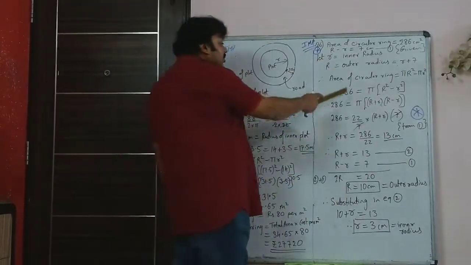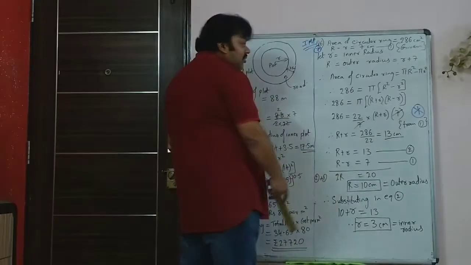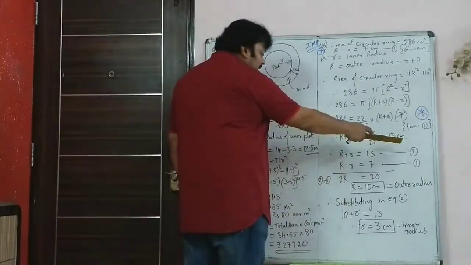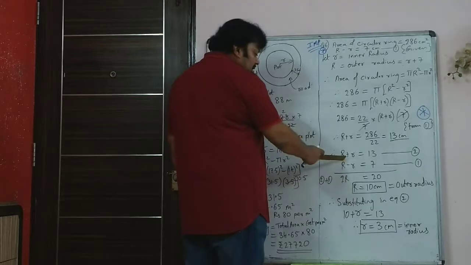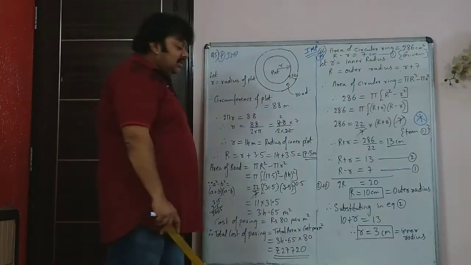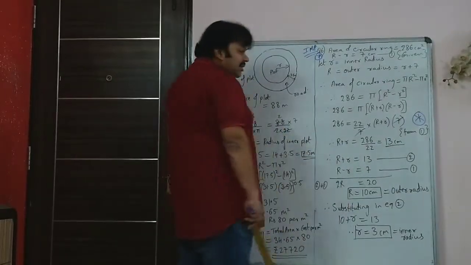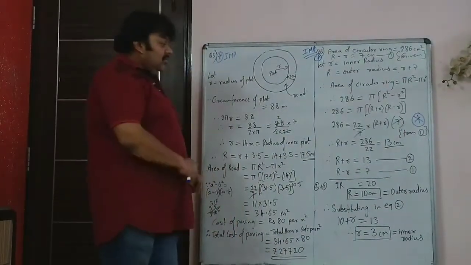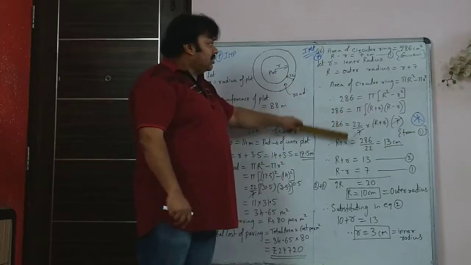So now if you substitute capital R in any equation 1 or 2, so if you substitute it in 2, 10 plus small r is 13, so small r will be 3 centimeter. That is the inner radius. So this is how you do the sixth sum.